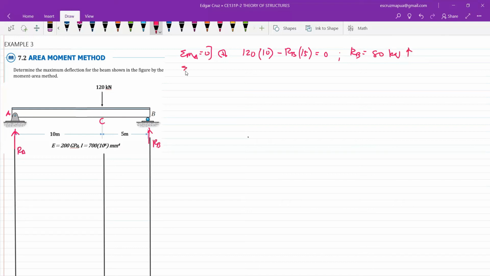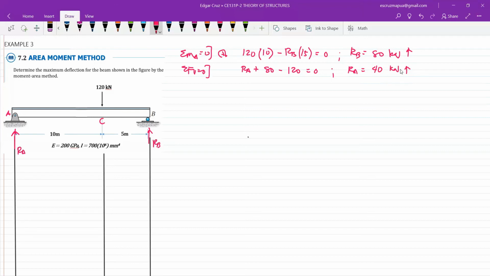Then summing up forces, vertical, equal to 0. So we'll have RA, pataas, plus RB, we solve it as 80, minus the pababa na 120, must be equal to 0. So RA should be equal to 40, since 120 minus 80 is 40.